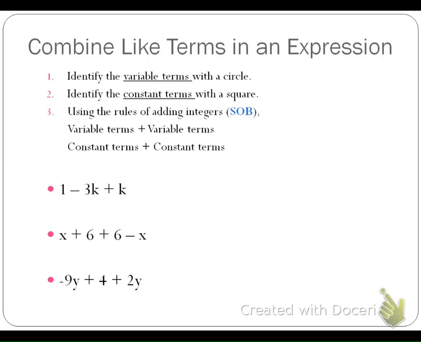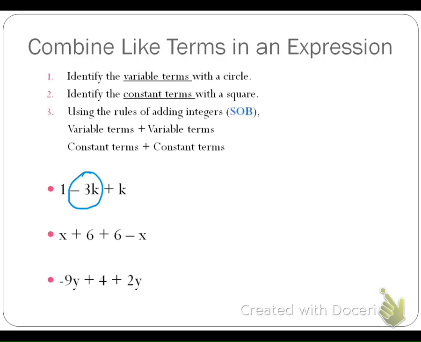Let's continue practicing combining like terms in an expression. First, identify your variable terms with a circle. Remember that a variable term has a variable, a letter, and a coefficient, a number that's in front of it. And remember that all coefficients have signs, either plus or minus signs. We know when we have a term whenever we see a plus or a minus sign. So let me get out my pen and let's do this. Circle the variable terms.